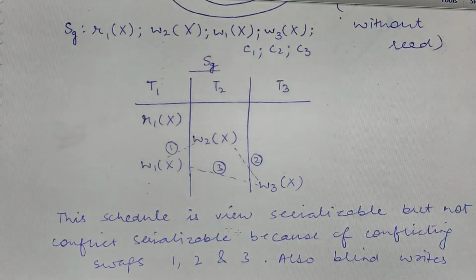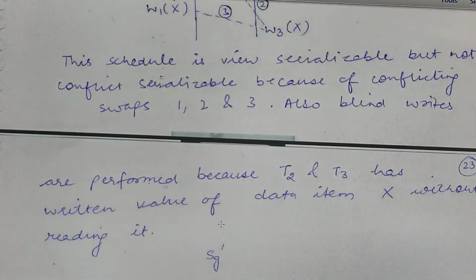This schedule is view serializable, but it is not conflict serializable, because you can see this W1x and W2x cannot be swapped because they both are write operations on the same data item, right? So this particular schedule I cannot convert into any serial schedule because we have conflicting operations. So it is not a conflict serializable schedule, but it is a view serializable schedule because the initial read on X was performed by T1, and the final write is performed by T3, right? It is view serializable.